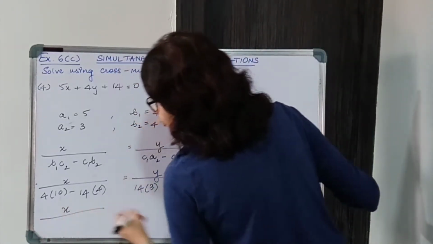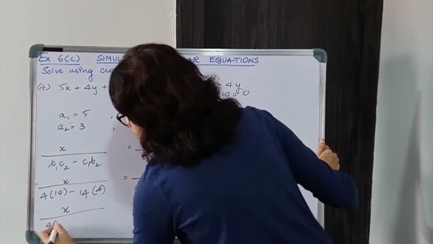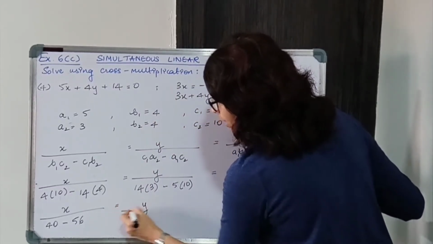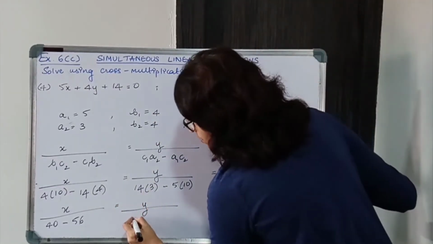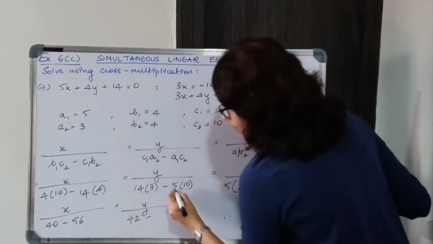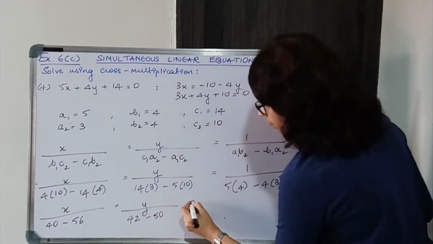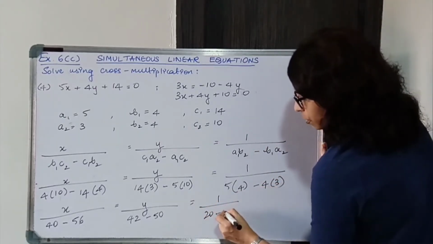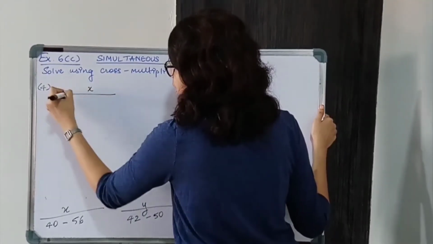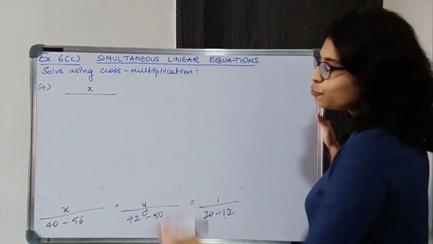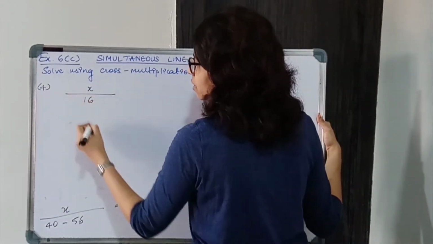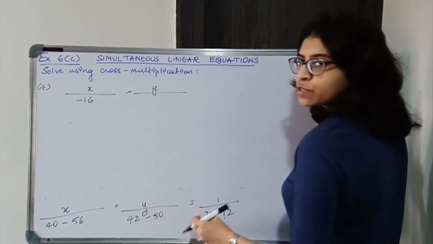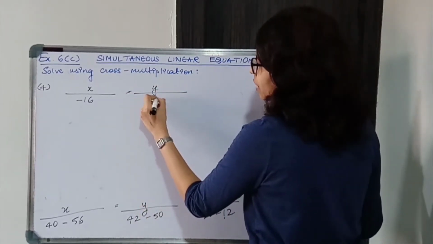So x upon 4 tens are 40 minus 14 fours are 56 is equal to y upon 14 threes are 42, minus 5 tens are 50 is equal to 1 upon 5 fours are 20 minus 4 threes are 12. So x upon 40 minus 56, do 56 minus 40, that will give 16 and negative. 42 minus 50, again do 50 minus 42, that will give 8 but negative.